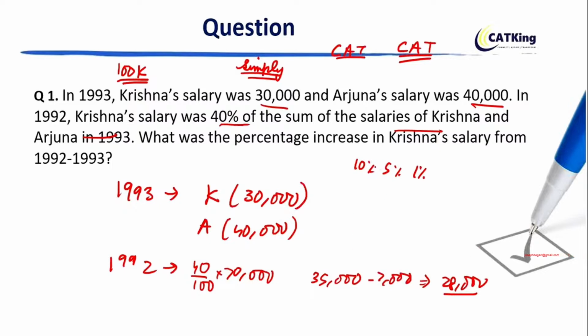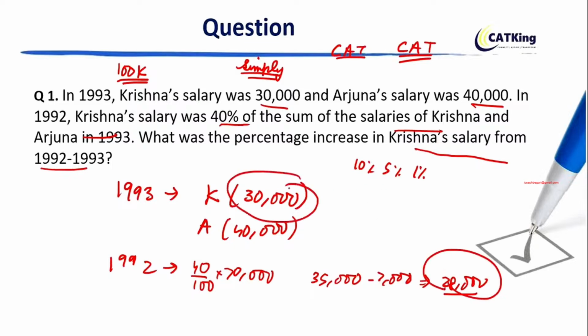Now what are they asking me to do? Percentage increase in Krishna's salary from 1992 to 1993. So in 1992 it was 28,000. In 1993 it was 30,000. What's the percentage increase? So 2,000 is the increase. On how much? On 28,000, into 100. That is nothing but 1 by 14 into 100, right?